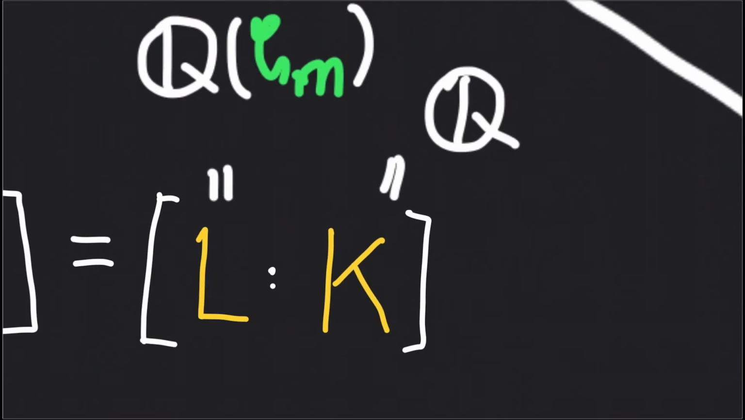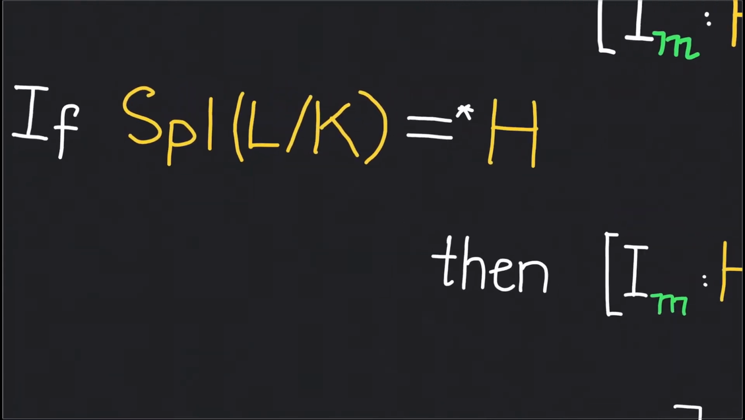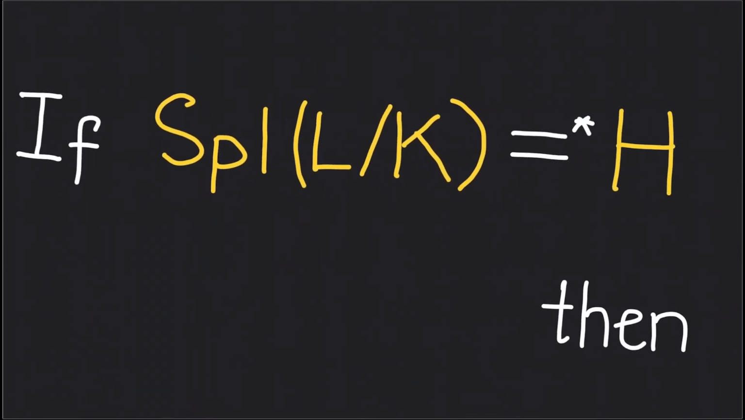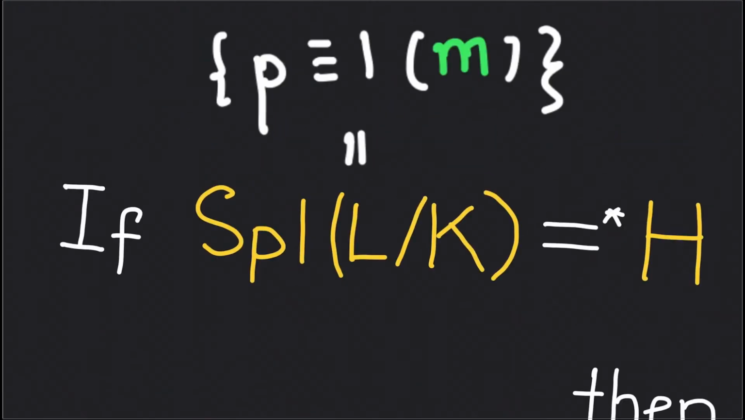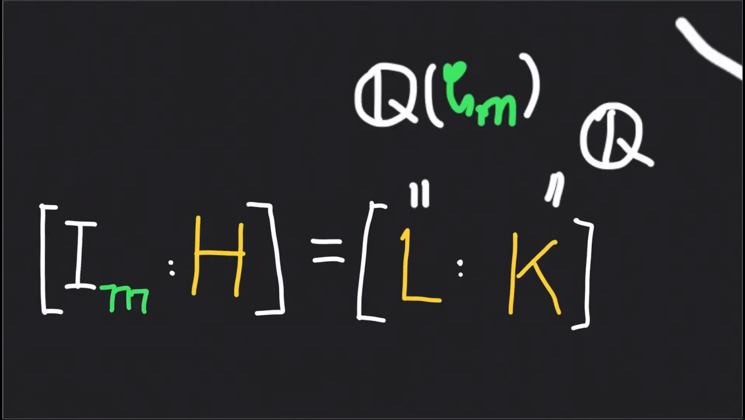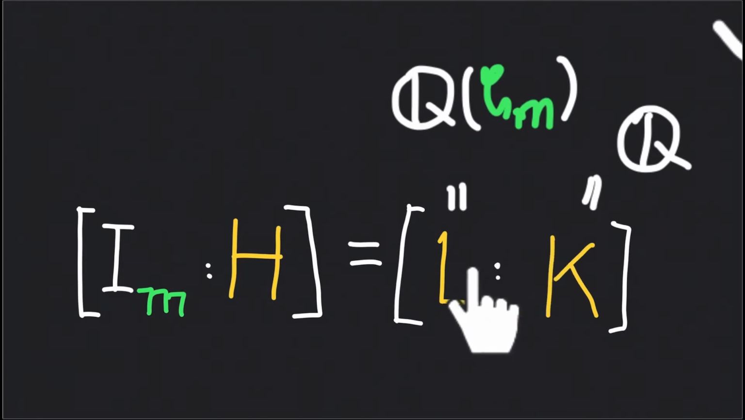When K is Q and L is the M-th cyclotomic field over Q, if we let H be the set of primes of K that split in L, which in our case here is just the set of primes p congruent to 1 modulo M, then in that case, Weber's theorem says that the index of H inside this group I_M, which we'll define later, is going to be equal to the degree of this extension here.